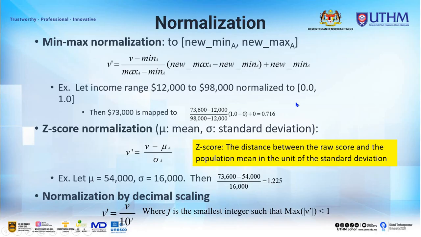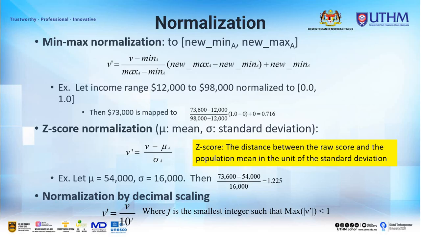0.716. For z-score normalization, we utilize the mean and standard deviation, where the z-score is the distance between the raw score and the population mean, in units of standard deviation. We have come across this formula before, right? Okay, so let mu be the mean, 54,000, and sigma be 16,000. So 73,600 minus 54,000, divided by 16,000, you will get 1.225.